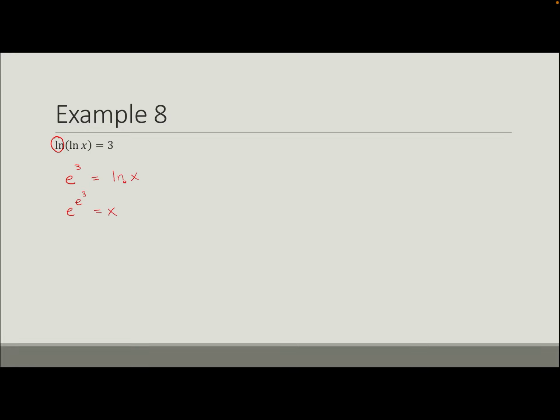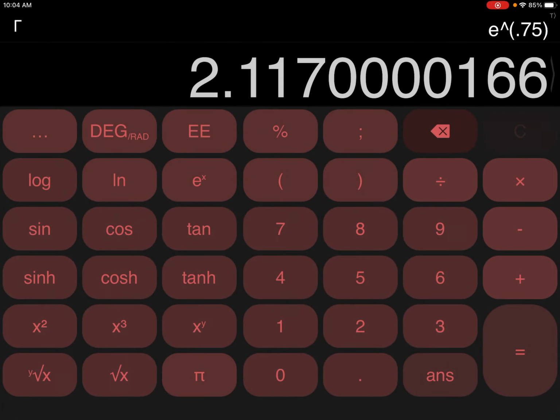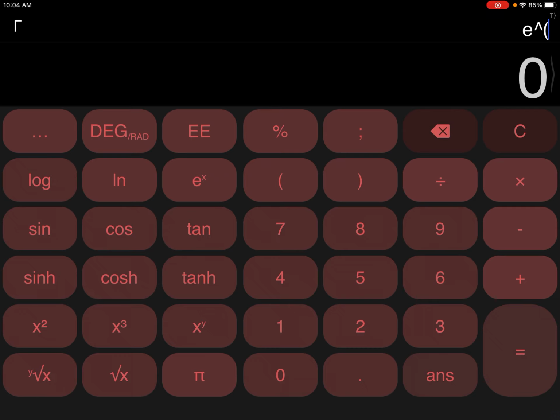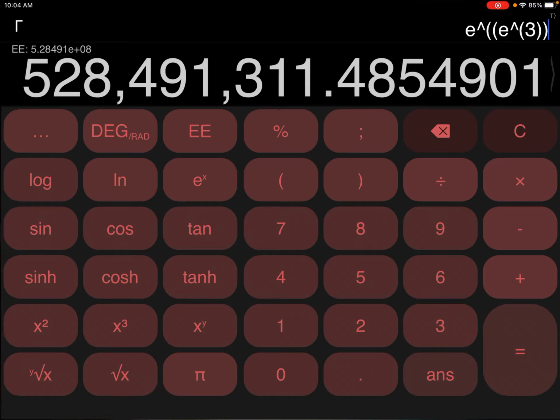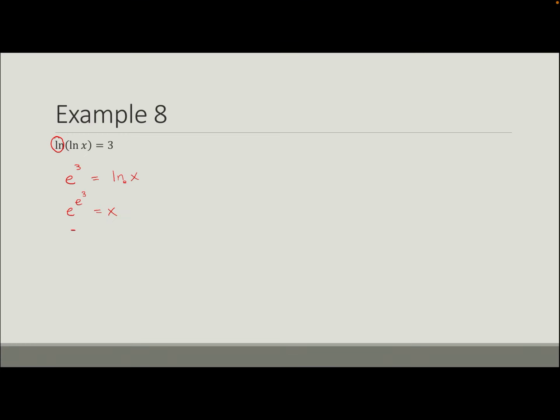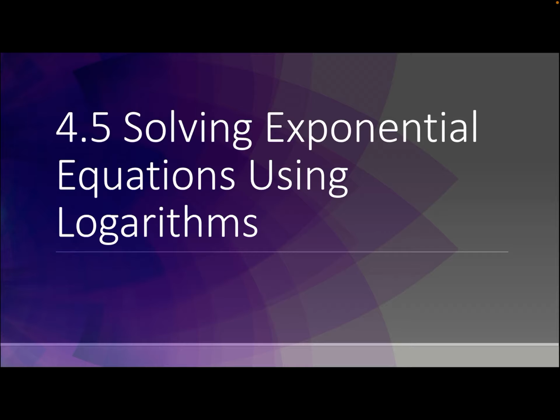And that's basically e to the like 9th power or something like that, which is a gigantic number. I'll show you that if you want to see it. So e to the e cubed is 528,491,311.5. So we'll just say that is 5.3 million equals x.